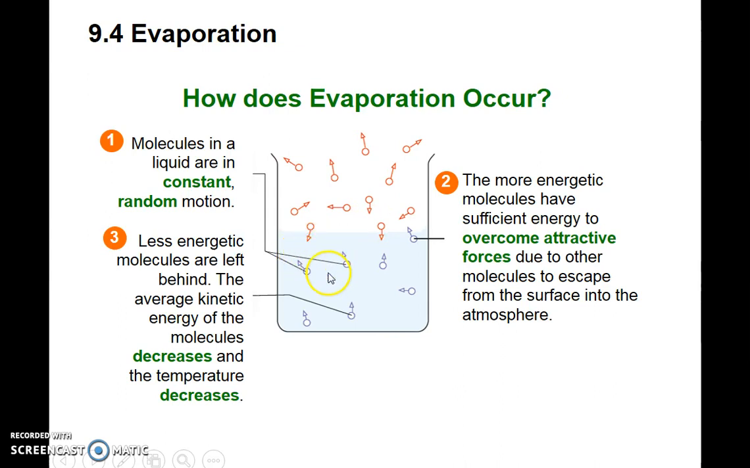We only leave behind the less energetic molecules, because these will not be able to overcome the forces, which is why they stay back, right? So what does it mean? That means the average kinetic energy of the molecules in the beaker decreases. Now, what is average kinetic energy? We learned from our previous videos that kinetic energy determines the temperature of the liquid. So since the average KE decreases, you can also say that the temperature decreases. So in short, evaporation will always result in cooling.